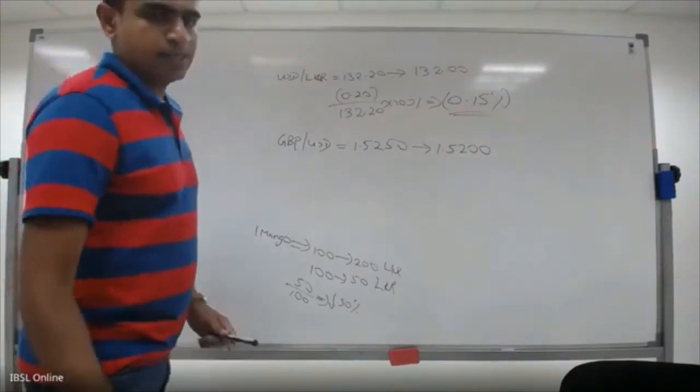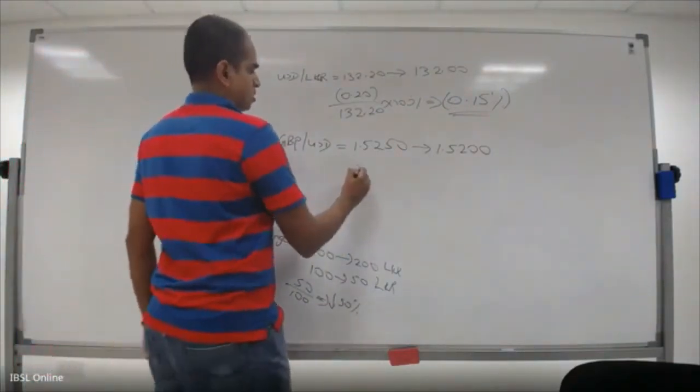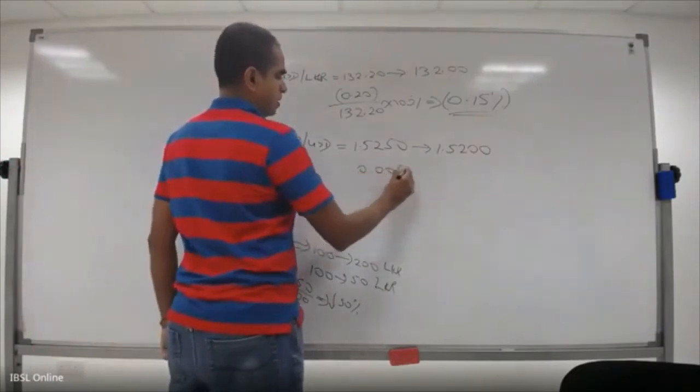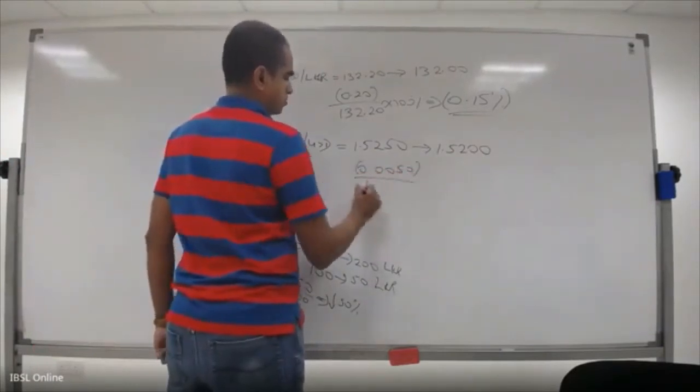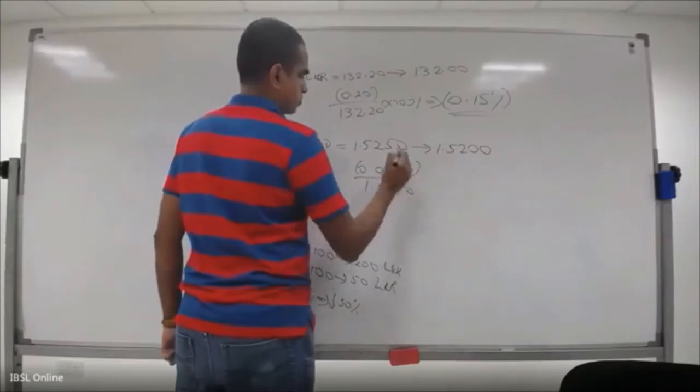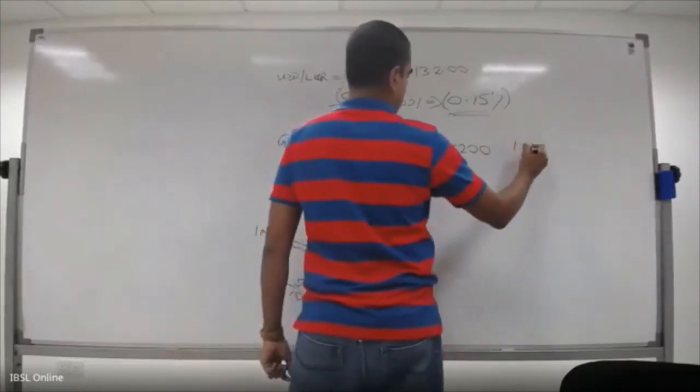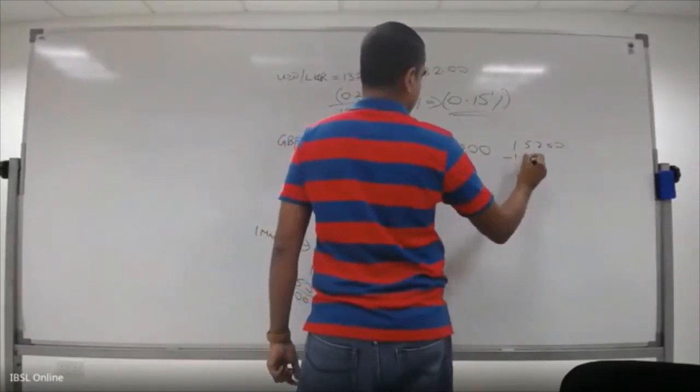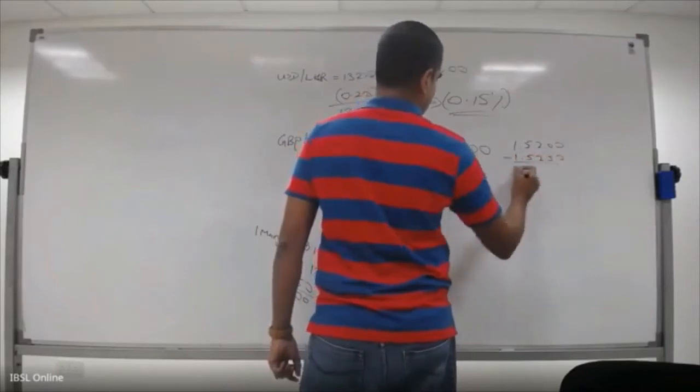And by what percentage? Down by 0.005. And it's 2 minus 1. It's negative.